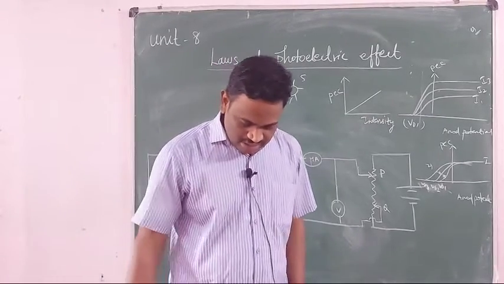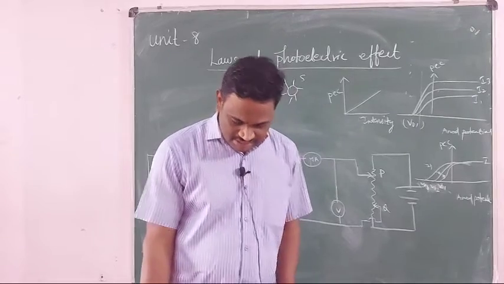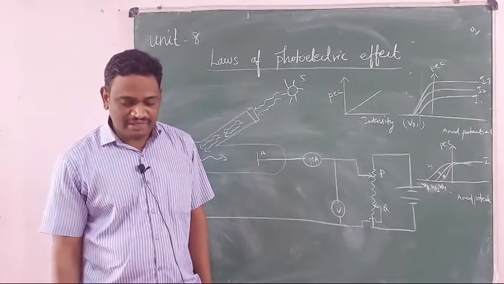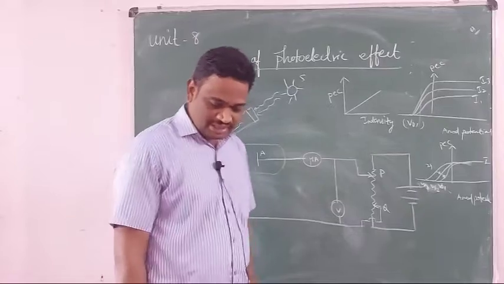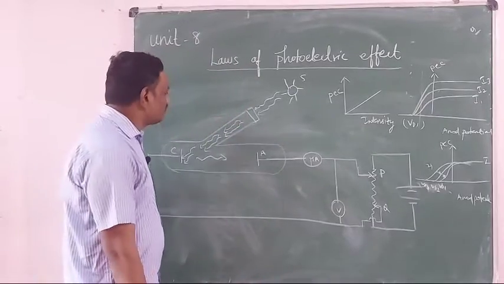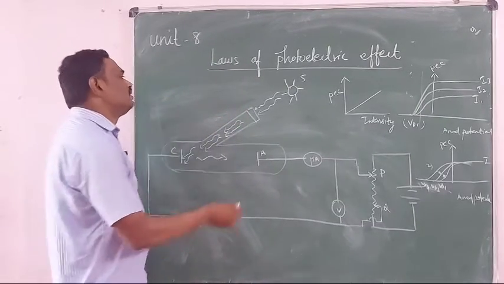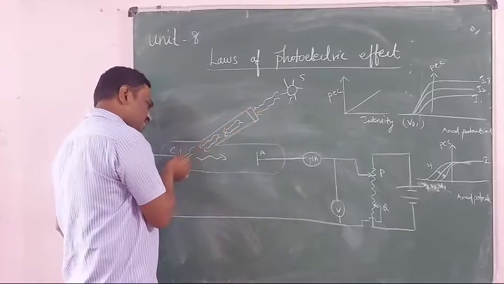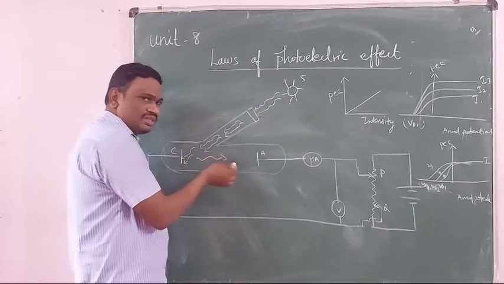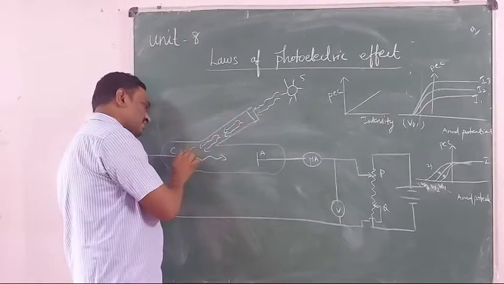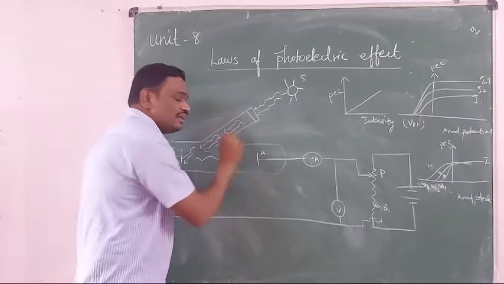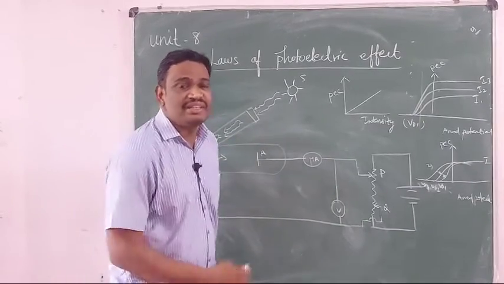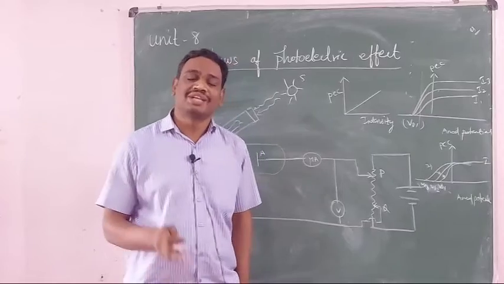And then the fifth statement is, there is no time lag between incidence of light and ejection of electrons. Here, when the radiation falls on a photosensitive material, electrons are ejected. The incidence of radiation and the emission of photoelectrons is an instantaneous process. So, there is no time lag.